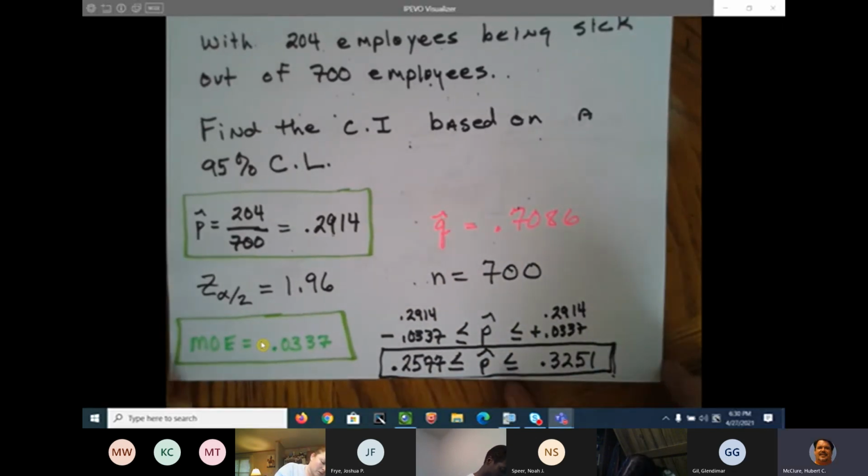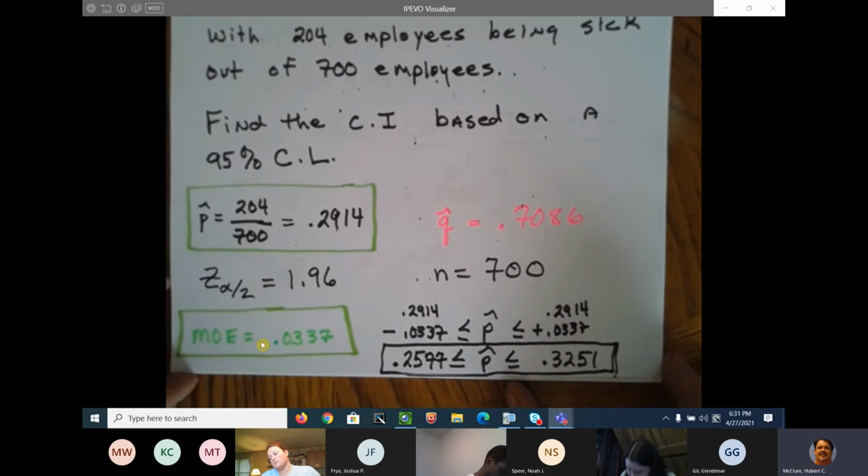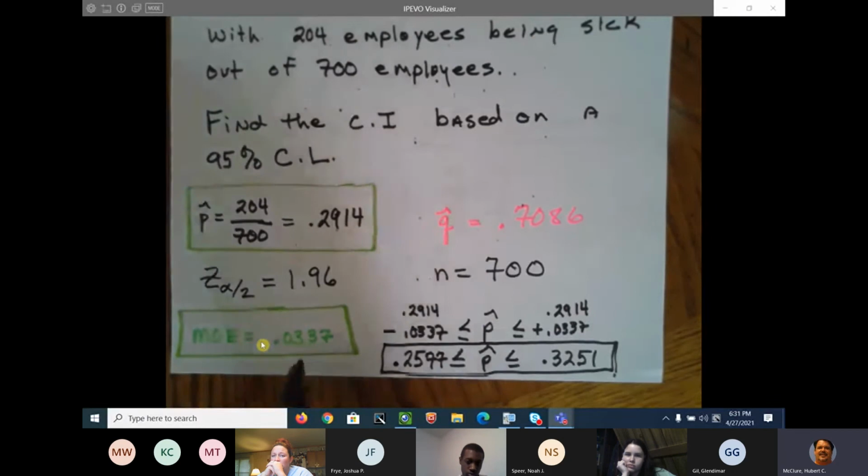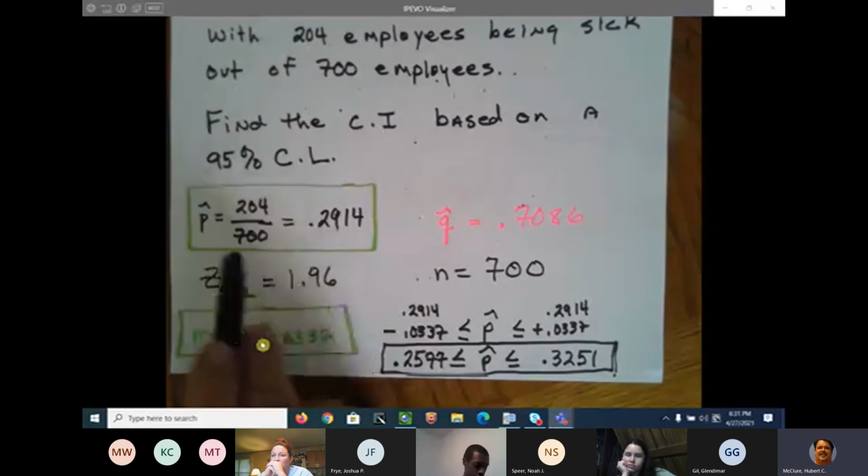Okay, so remember when we started back in chapter 3 and we took the standard deviation and we added it on the right and we subtracted it on the left? You're going to do the same thing here. You're going to take the margin of error and you're going to add it to p hat on the right and subtract it on the left. All right, who's got a question?